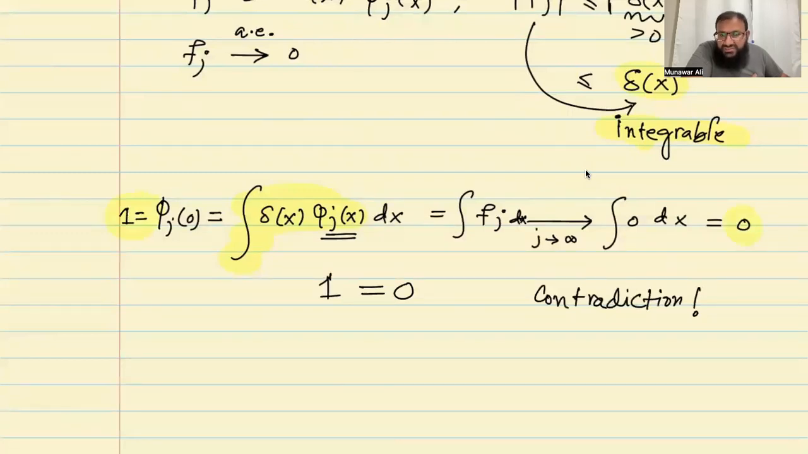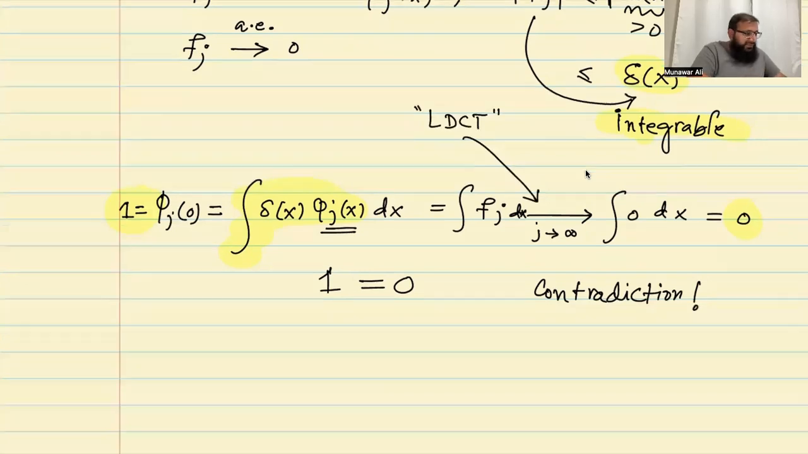And why does this contradiction occur? Because we have assumed the delta function to be integrable. If the delta function were not integrable, we could not apply limits here. We can apply limits because of the Lebesgue dominated convergence theorem, and we can apply it because we have assumed the delta function is L1. So in this limit we have applied LDCT, the Lebesgue dominated convergence theorem, which we have already discussed in our second lecture about measure theory.